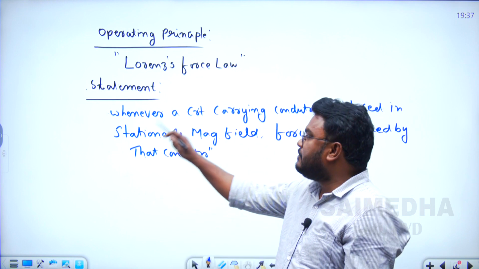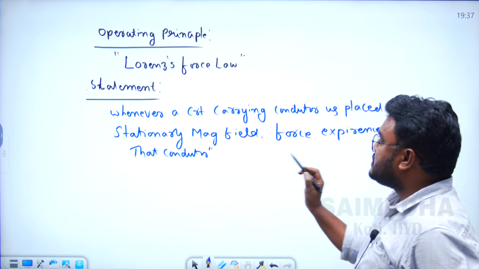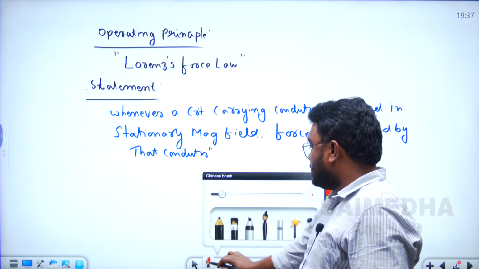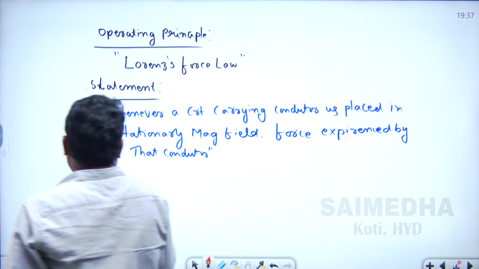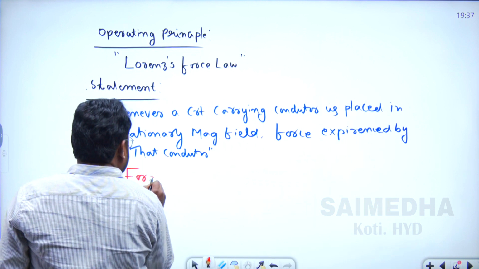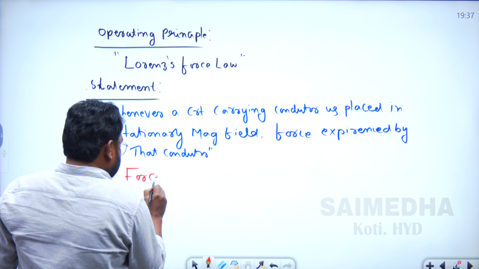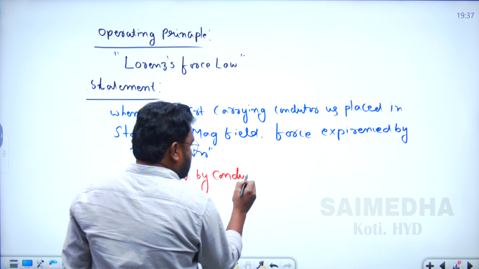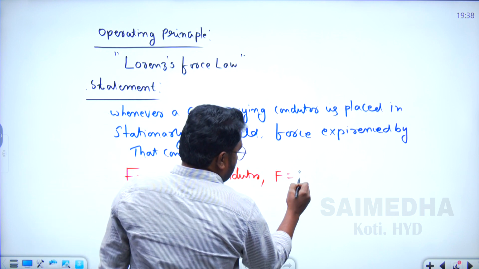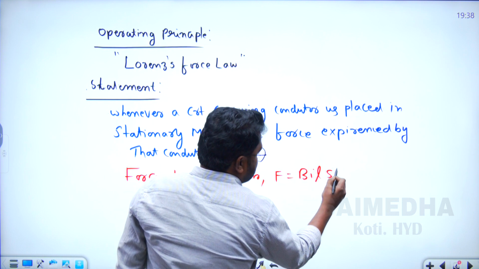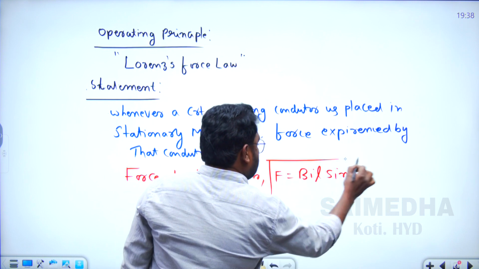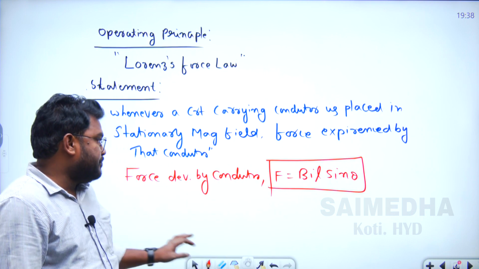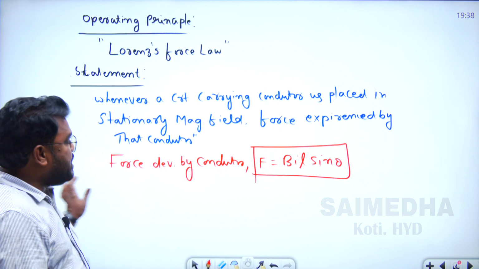It states that whenever a current carrying conductor is placed in the stationary magnetic field, the force is experienced by that conductor. Mathematically, the force developed by the conductor is F equal to BIL sin theta. This is the force developed by the conductor. So F is equal to BIL sin theta.